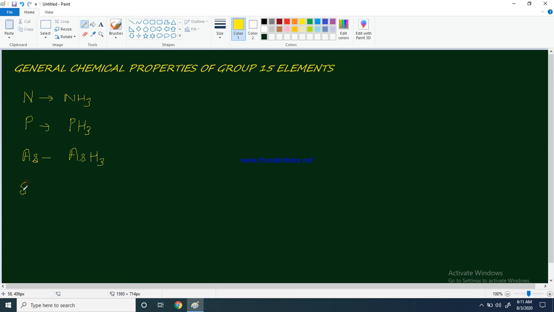Antimony forms SbH3, and bismuth forms BiH3 with hydrogen. So this was reactivity with hydrogen.